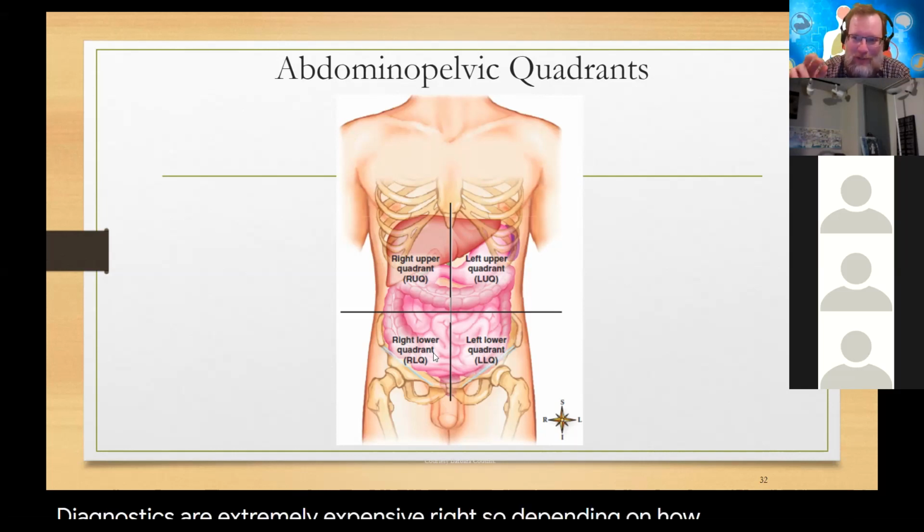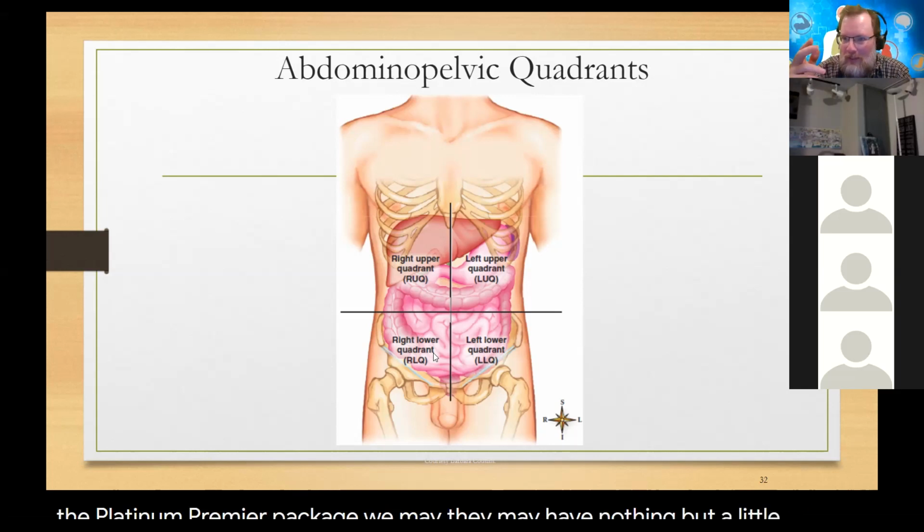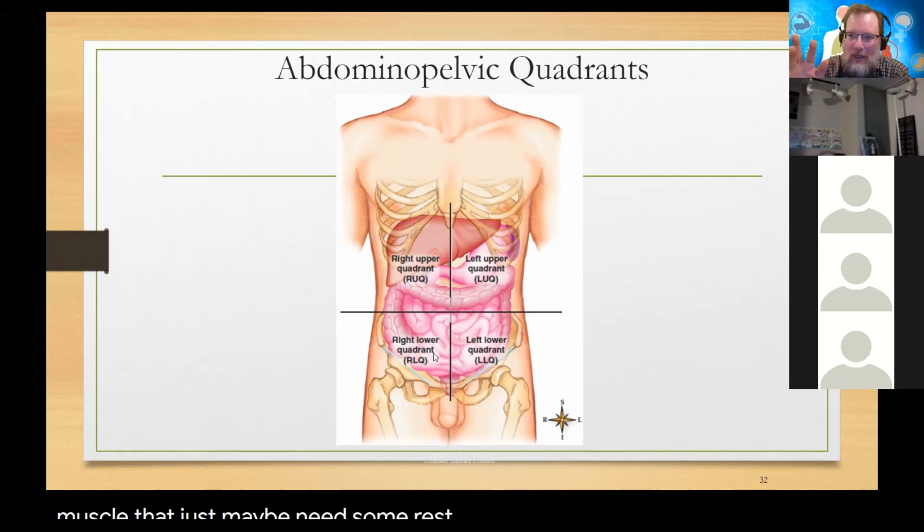So depending on how the patient's going to pay today, they may get a Band-Aid and an ibuprofen. Or if they've got the Platinum Premier package, they may have nothing but a little pulled muscle that just needs some rest, but we're going to send them off for MRIs and CT scans and blood work and a urinalysis. And so they've racked up $10,000 to $15,000 on their insurance because they have the Platinum package, when maybe they just needed a little bit of ice and rest and maybe some ibuprofen. So anyway, that's neither here nor there.